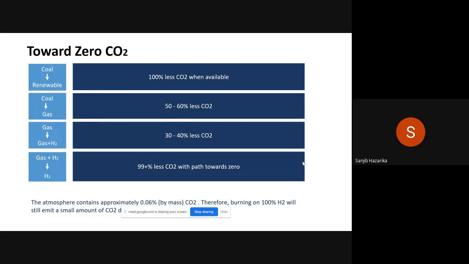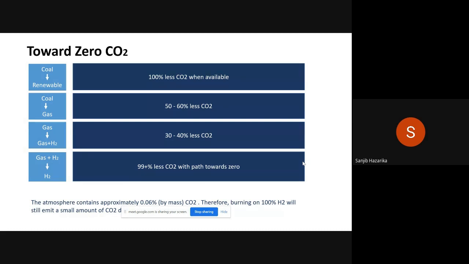Within maybe the next few years or next few decades, maybe it should be at a slightly slower phase. So what we can do, we can go from coal to renewable directly. That will give 100% less carbon dioxide, but it can be done when it is available or technically feasible. The second one is coal to gas. We can transfer a lot of coal-based power plants to gas-based power plants, and that will automatically reduce the carbon dioxide emission by around 50 to 60%.